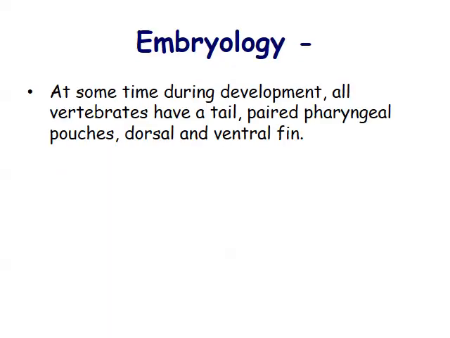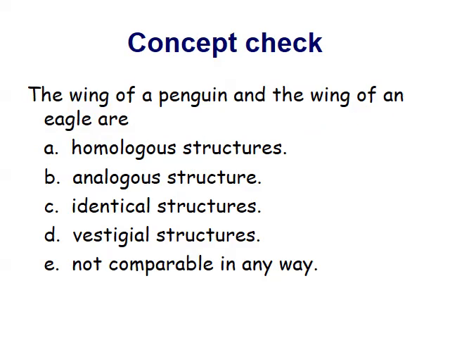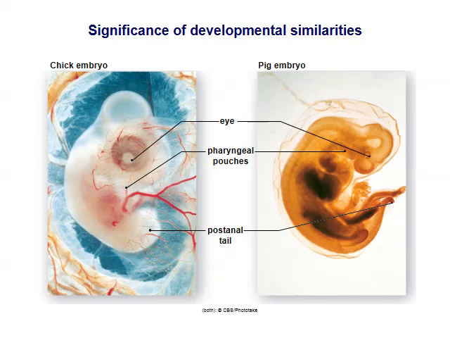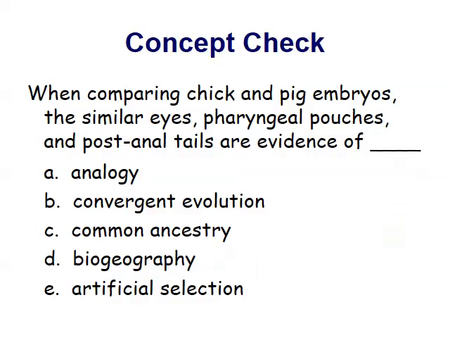If you look at the embryos of developing vertebrates, at a certain point they all look very similar. They'll have structures that resemble a tail, pharyngeal pouches, dorsal and ventral fins. This slide compares a chick embryo with a pig embryo, and you can see they have the same similar type structures at this early stage of development.